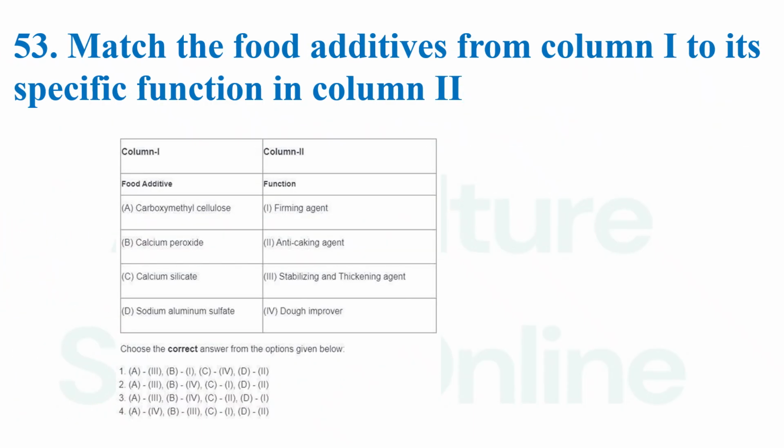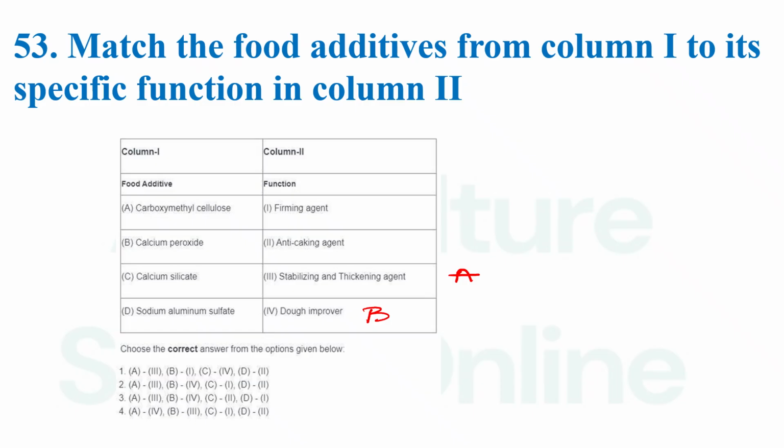Question number 53. We have to match the food additives from column 1 with their specific functions in column 2. So first one, carboxymethyl cellulose. It is a stabilizing and thickening agent, and it is used in sauces, ice creams, and beverages, just to improve the texture. So A3. Calcium peroxide is a dough improver. It acts as an oxidizing agent. It improves the dough strength.